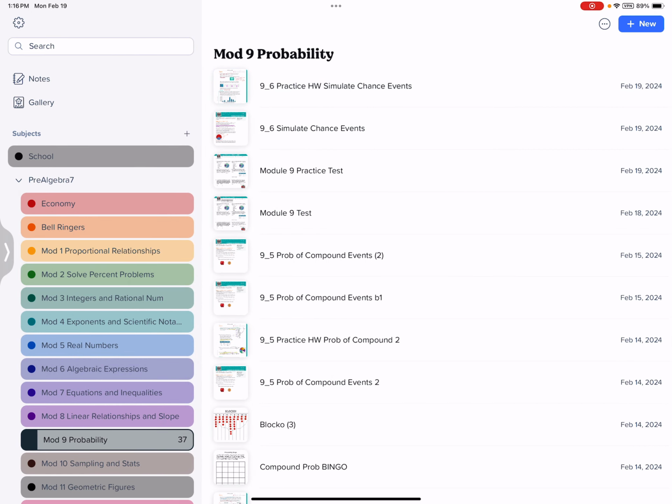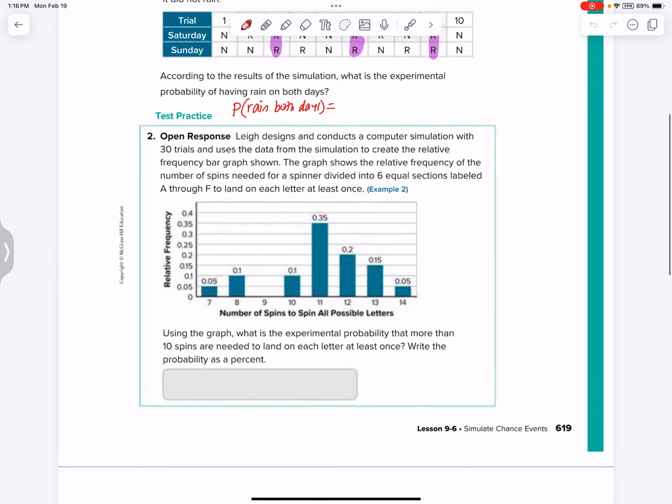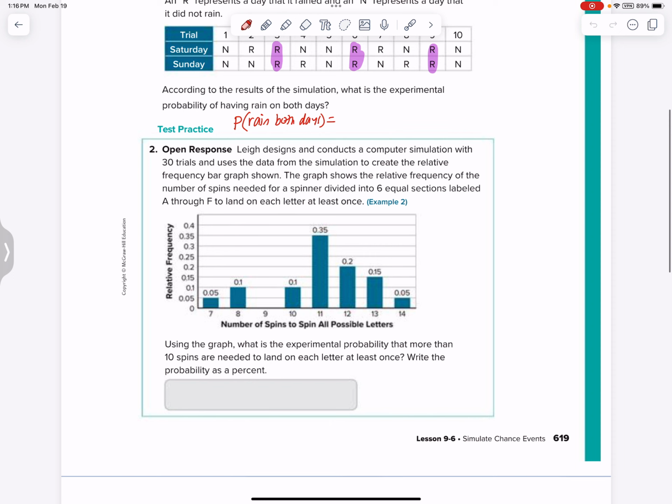All right. Let's take a look at the next one. Number 2 is an open response, and this is the last one here. Lee designs and conducts a computer simulation with 30 trials and uses the data from the simulation to create the relative frequency bar graph. Remember, all that data is the percentage. It already is the experimental probability, written as relative frequency. The graph shows the relative frequency of the number of spins needed for a spinner divided into 6 equal sections labeled A through F to land on each letter at least once.